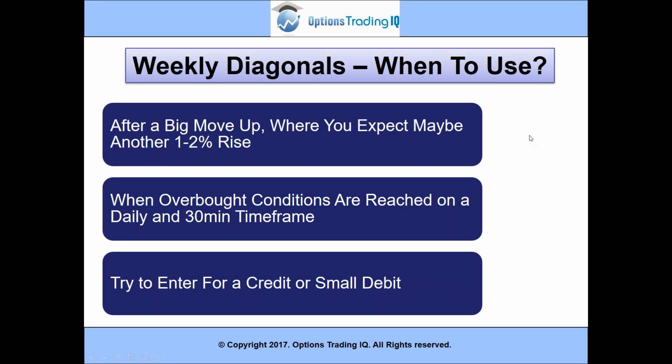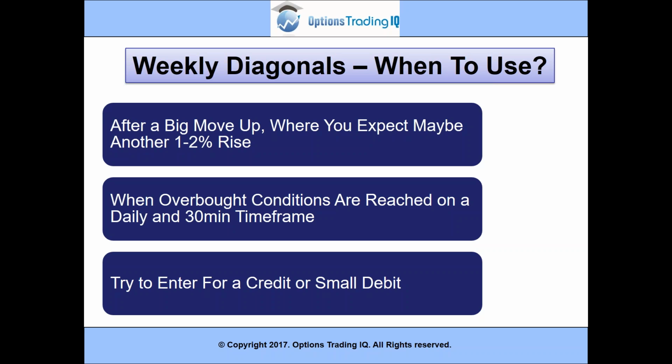So when do we use weekly diagonals? After a big move up, when you expect maybe another 1 to 2% rise over the course of the next week, but nothing more than that. You're either expecting a small rise over the next week or a sharp pullback. Also, when overbought conditions are reached on a daily and 30-minute time frame, and we try to enter for a small credit or a small debit.